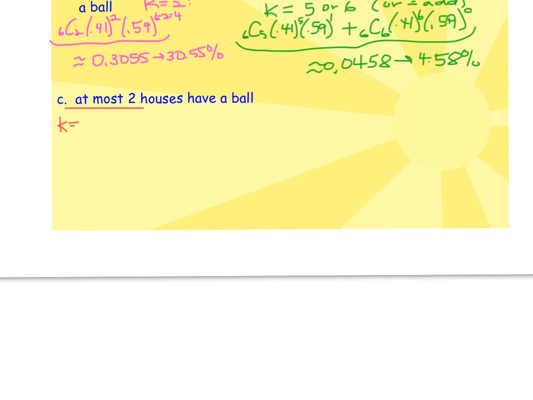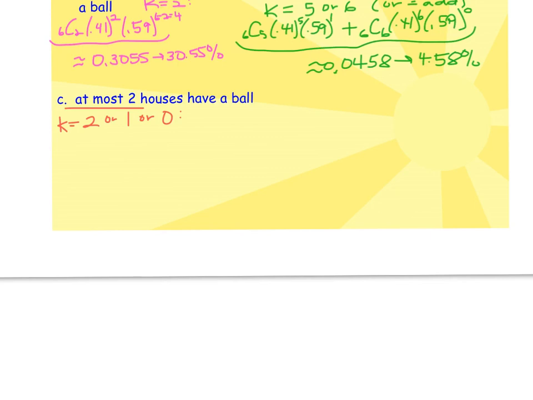Well, it could equal 2, so exactly 2 houses would have a soccer ball, or it could be 1, or it could even be 0. All of those would hold true for the phrase at most. I'd like you to pause the video and set up the distribution. You don't have to plug it in yet. Let's just set it up first, and then we'll plug it in to solve.